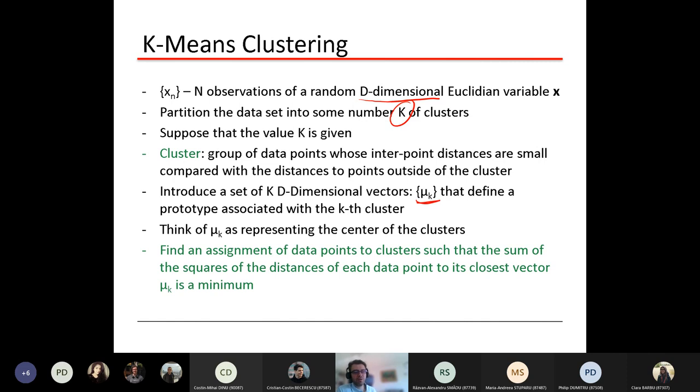We'd like to find an assignment for each data point to only one cluster. So each data point will be assigned to only one cluster. So it's a hard assignment compared to a soft one where you have probabilities, such that the sum of the squares of the distances from each point to the closest centroid should be minimum.